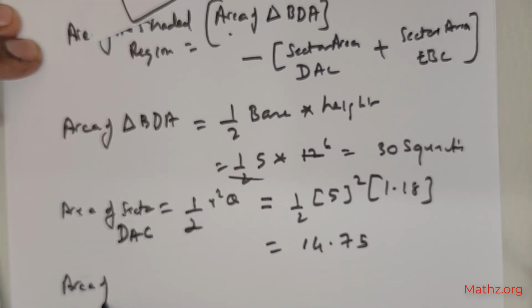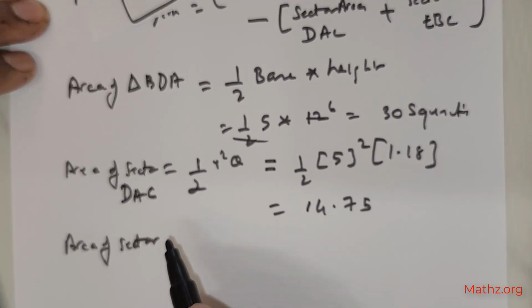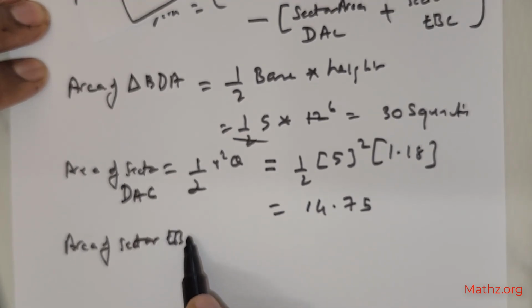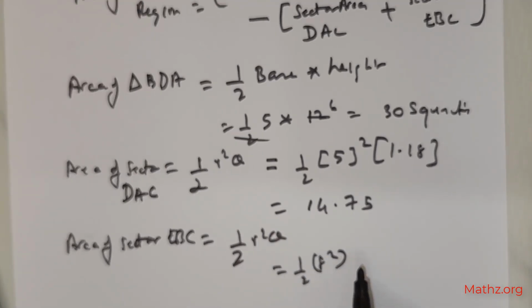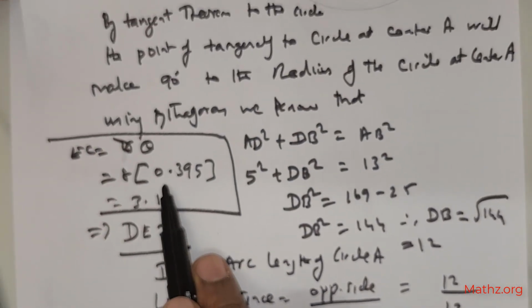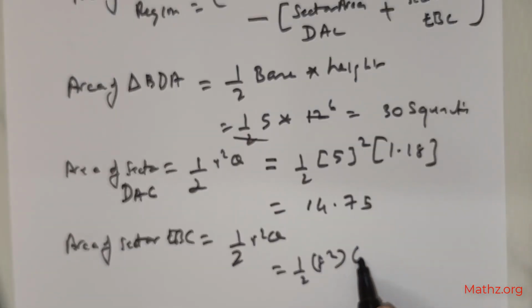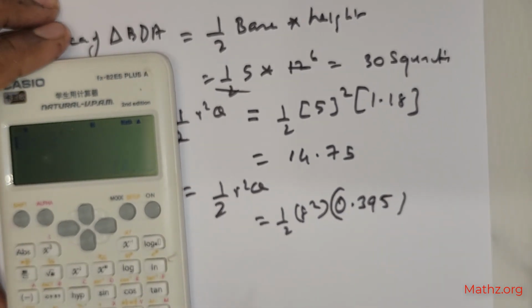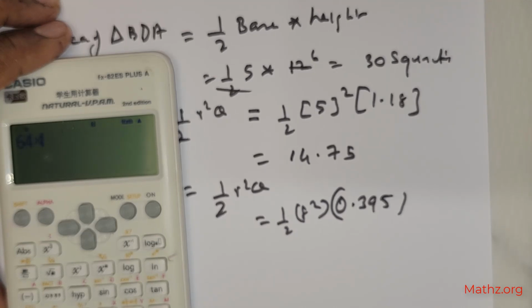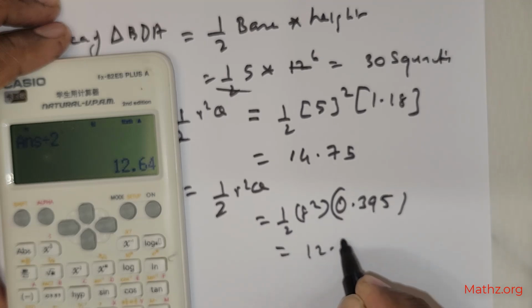Next, area of the sector EBC. That's half times r squared times theta. Now radius is 8 squared. Now the theta value is 0.395. So 64 times 0.395. You get this. You need to divide by 2. So this is 12.64.